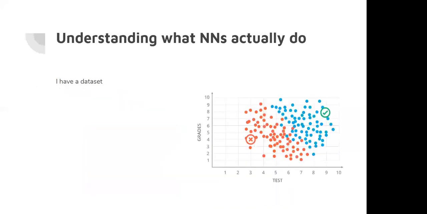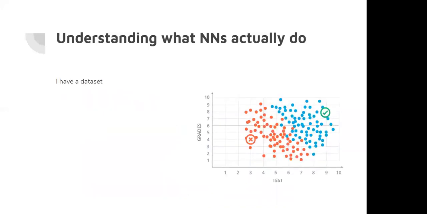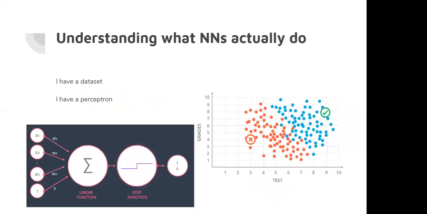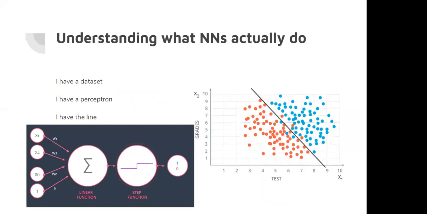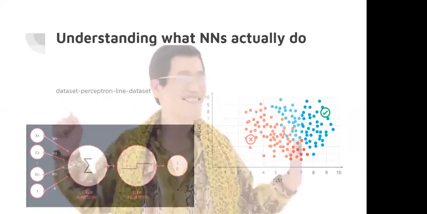So with this, what you can say is, you have a data set and you have a perceptron. If you have a data set and a perceptron, you got the line. Data set, perceptron, line, data set. For all those who didn't get the reference.